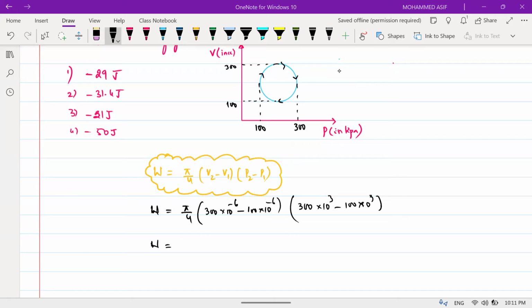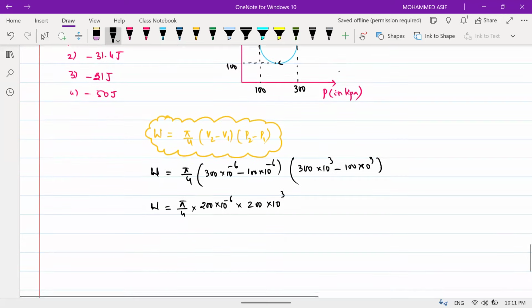Sri, say it. 300 into 10 power minus 6, minus 10 power minus 6, that is 200. This is your pi by 4 into 10 power minus 6, which is common. So this is 200 into 10 power minus 6, multiplied by 300 minus this one, which again for me is 200 into 10 power 3.